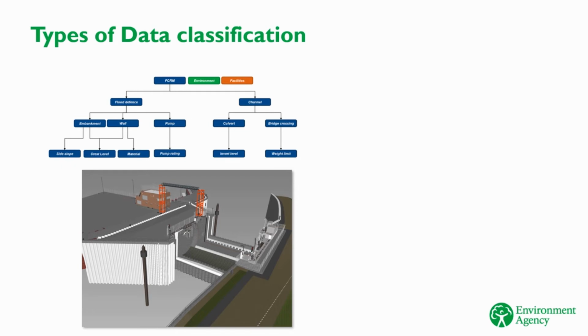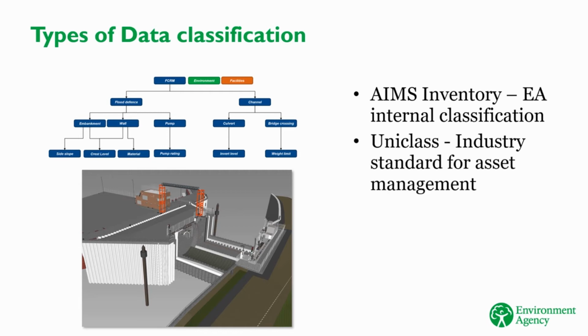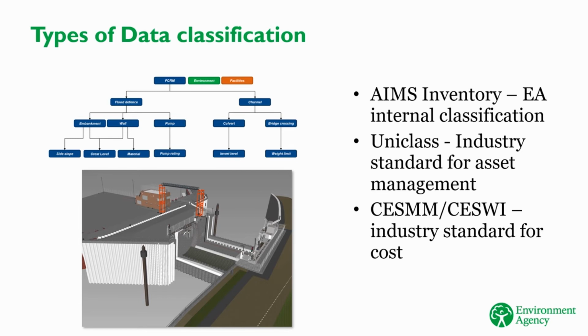At the EA, there are a few types of data classification that we use to manage our flood defence assets. For example, AIMS Inventory is our internal classification system for asset management. We also use Uniclass, which is an industry-standard classification used by asset management organisations across the UK. It allows us to share information and data about assets and elements of assets across the industry. Finally, to build up cost estimates, we use classifications such as CESM or CESWI, which are industry-standard classifications for the cost of construction.